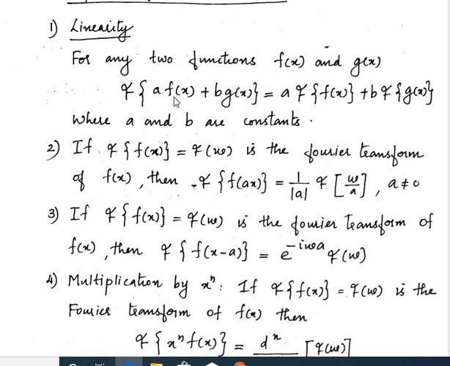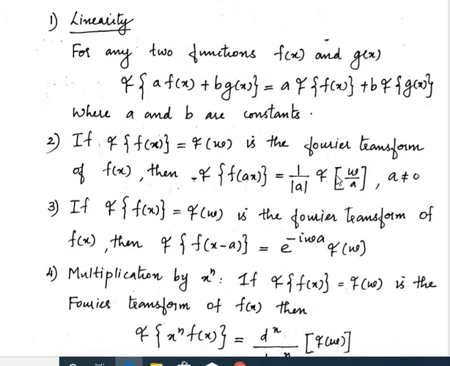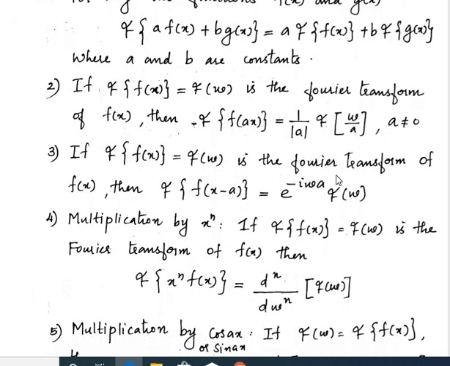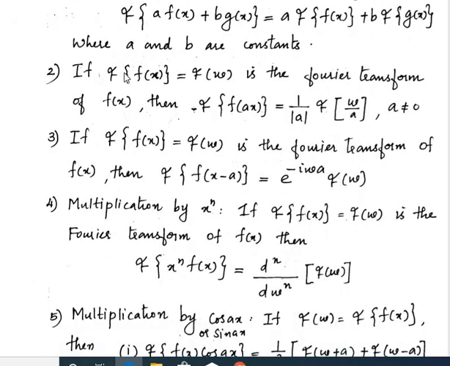That is, the Fourier transform of a sum of two terms is equal to the Fourier transform of each term separately, that is, a into F of f of x plus b into F of g of x. That is called the linearity property. And the second property is, if the Fourier transform of f of x is F of omega, then the Fourier transform of f of a x is equal to 1 by mod a F of omega by a.